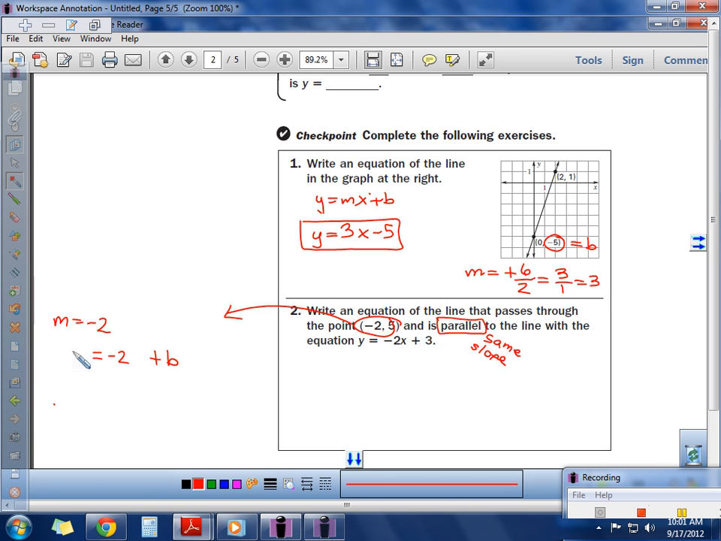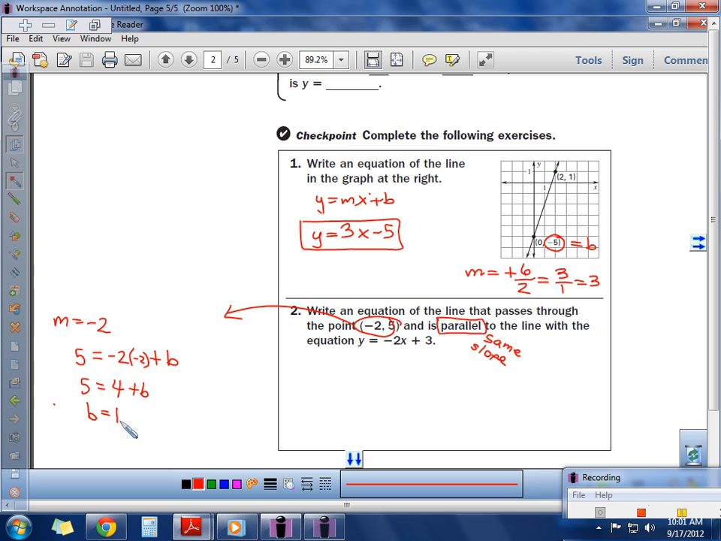So what goes in for y? 5. And what goes in for x? Negative 2. All right, we can bring the 5 down. Negative 2 times negative 2 is positive 4. Get rid of the 4 by doing what? Subtraction. So I get b is positive 1.